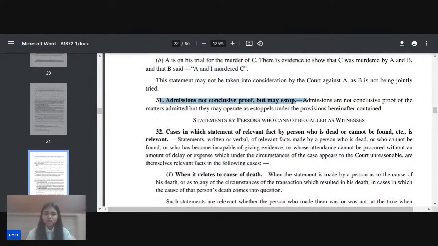Section 31 is admissions: not conclusive proof but may operate as estoppel. Again, admissions are not conclusive proof but can act as an estoppel. Before I start section 32, we will take a one minute break and then I'll start 32.